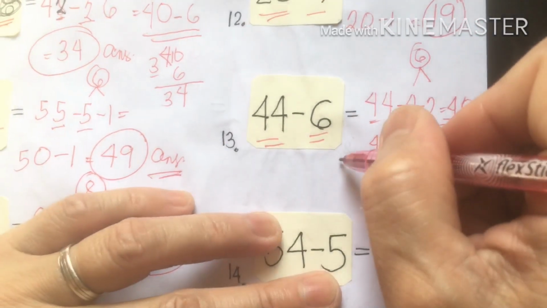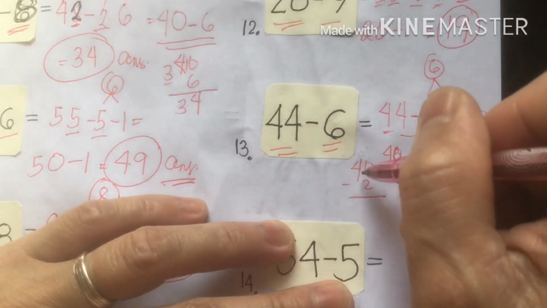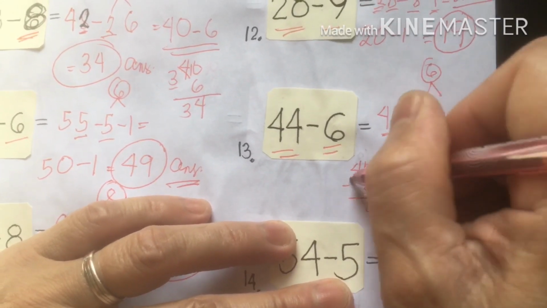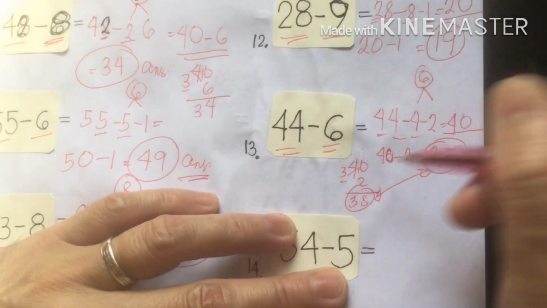Okay, I'm going to show you 40 minus 2. So 10, so we have 8, we have 3. It's 38. That's the same.